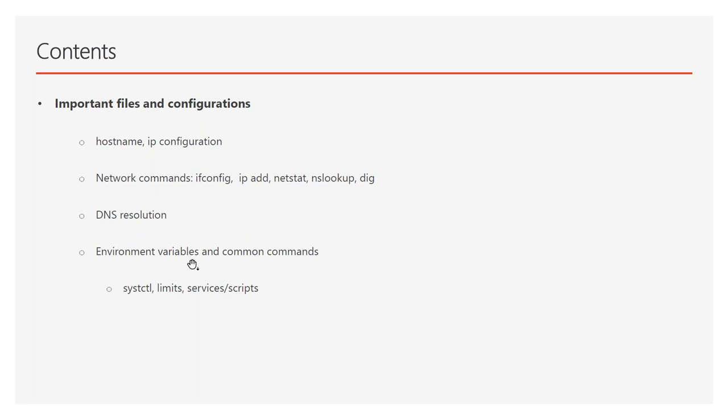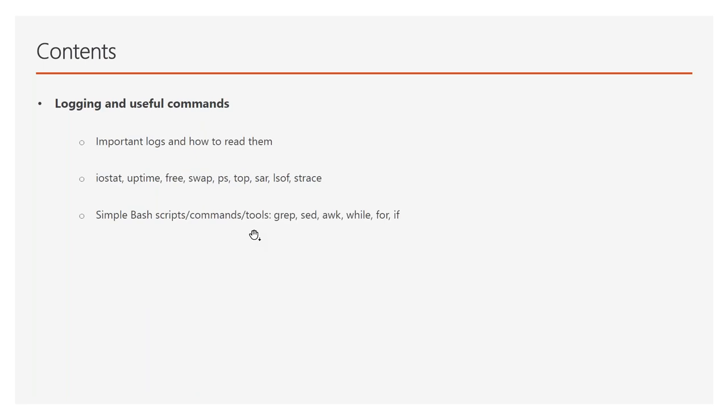We look at the environment variables, like setting up PATH, how a particular path plays a role, how the environment is set at the global level and at a user level. We look at what bash profile is, what bashrc is. Then we will also look at some of the config files, like how we set up limits, how we set up sysctl parameters, and some very basic start and stop scripts. Another thing we will look at is logging and useful commands. Logging means the logs in the system. We'll look at some of the important logs in Linux and how to read them.